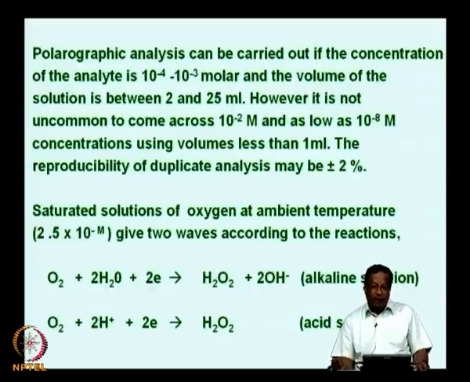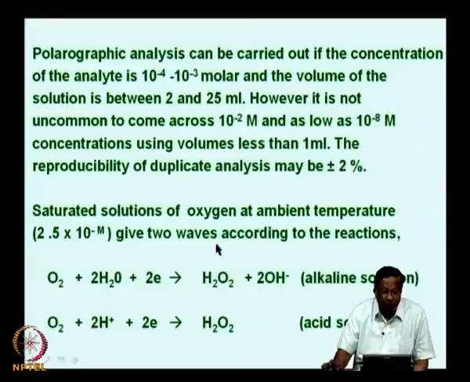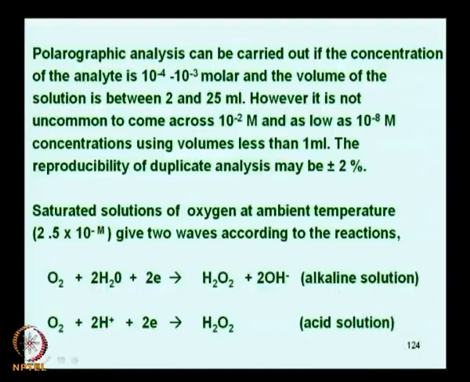Why do we do that? That is because saturated solutions of oxygen at ambient temperature, that is around room temperature, in this concentration, that is 2.5 into 10 raised to minus 5 molar, give two waves according to the following reactions. Oxygen can get reduced to H2O2 in the presence of water, and this happens in alkaline solution. It can also get reduced by hydrogen ions in acidic solutions, forming H2O2. So the reduced product is always H2O2 plus 2 OH minus in the aqueous solution. This is the reason why we do not want oxygen to be present in the sample solutions.